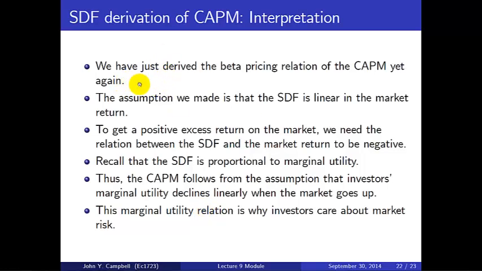So we've just derived the beta pricing relation of the CAPM yet again for the third time, and this time the assumption we made is that the stochastic discount factor is linear in the market return. Okay, to get a positive excess return on the market, we need that relation between the SDF and the market return to be negative. Since the SDF is proportional to marginal utility, the CAPM follows from the assumption that investors' marginal utility declines linearly when the market goes up. And this marginal utility relation is why investors care about market risk.